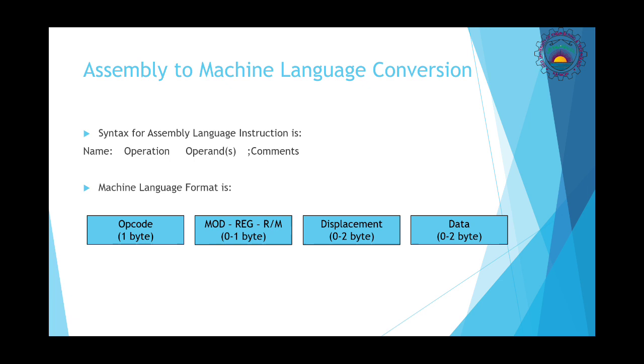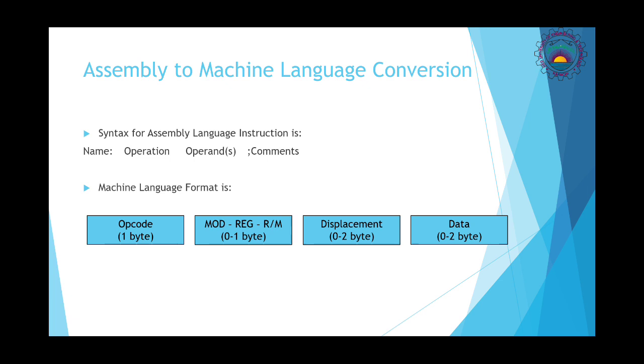So we have covered all the addressing modes: data addressing modes, program memory addressing mode, and stack memory addressing mode. Now we have to start new topic of assembly to machine language conversion. So whenever you write a program, then that program is converted into machine code by using assembler. So first of all, we have to discuss the syntax of assembly language instruction.